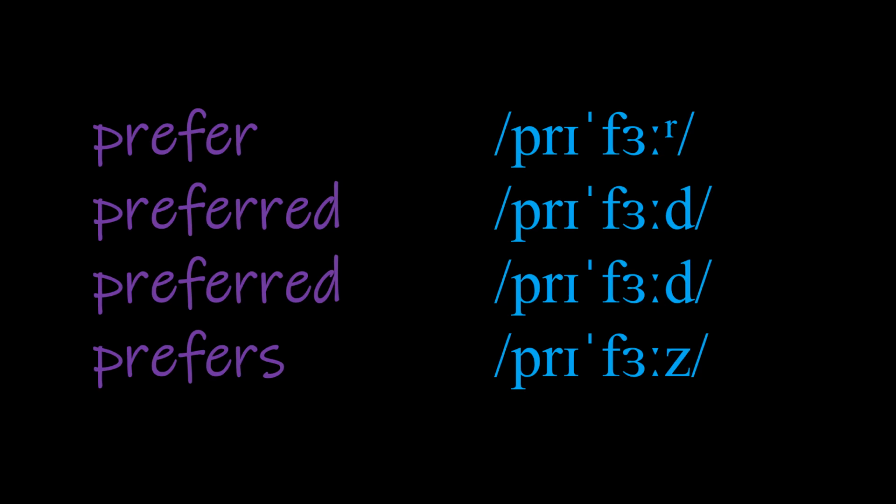Now let's pay a bit of close attention to the second syllable, because there's some really interesting stuff happening here. With prefer, we don't actually pronounce that little R when we say the word in isolation. The schwa is the vowel sound that this word ends with. It's written with an R, but when we say the word in isolation, we don't pronounce the R, prefer.